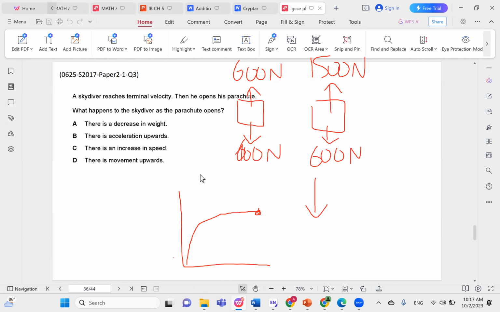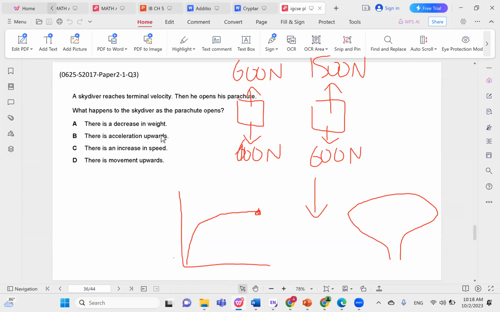the parachute has a large surface area of some sort, so it increases air resistance dramatically. So what happens then? Does the weight decrease? Obviously not. Does he move upwards? He doesn't fly, obviously. He keeps falling, so movement upwards is illogical. Does his speed increase? That wouldn't make any sense, because if the parachute increases his speed, he would hit the ground harder and he would die. So that also doesn't make sense.